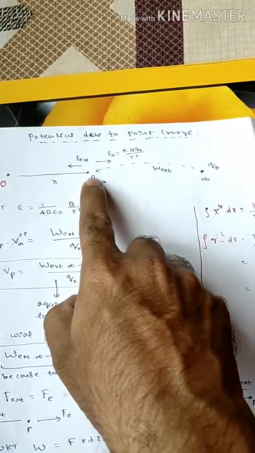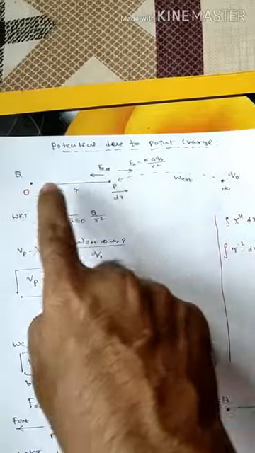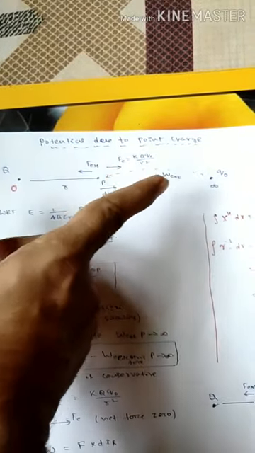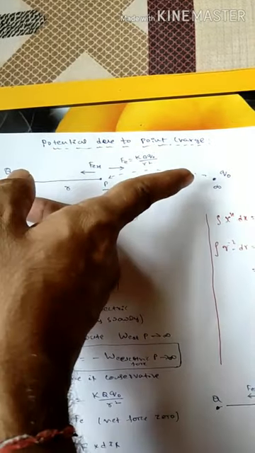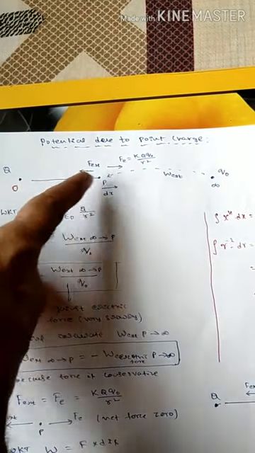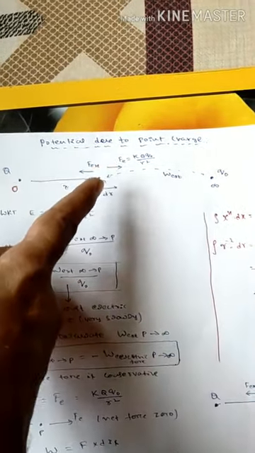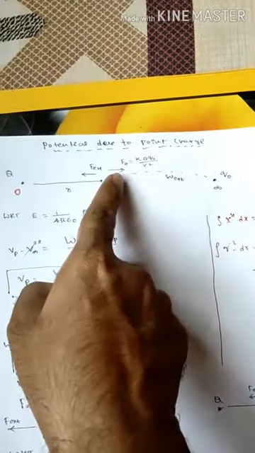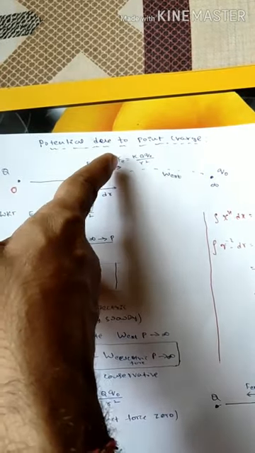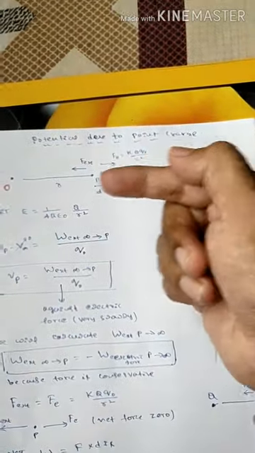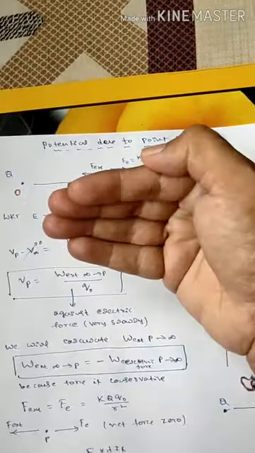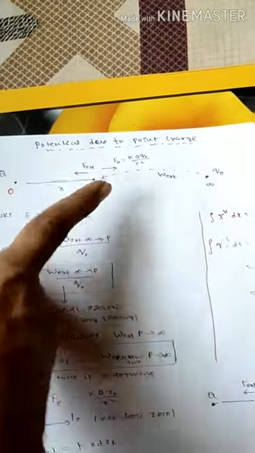Suppose a positive charge is kept at this point, in between these two repulsive forces exist. This charge moves along this direction due to the repulsive force between these 2 points. Clear? That's why, against the electric force along this direction, we apply external force, then the charge moves like this. Clear? Suppose external force is absent, the charge moves like this along the field direction.